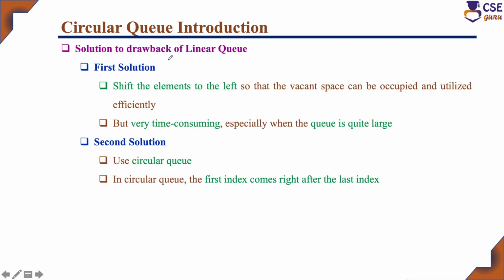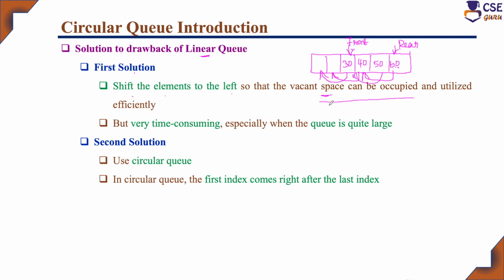So what is the solution for the drawback of linear queue? The first solution is to shift the elements to the left so that the vacant space can be utilized efficiently. What does it mean? Here there are 6 memory locations. The front pointer points to element 30 and the rear pointer points to element 60. So the first solution is to shift the elements to the left: shift 30 here, 40 here, 50 here, 60 here. Then the remaining 2 memory locations will be free.